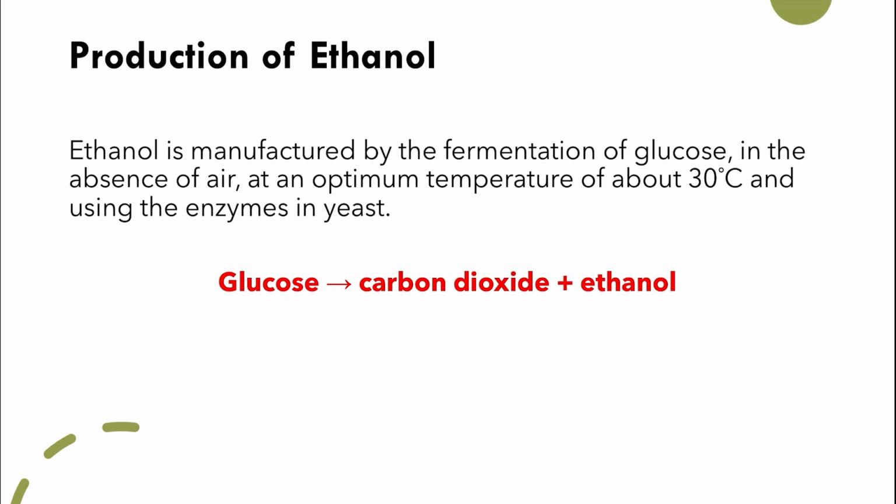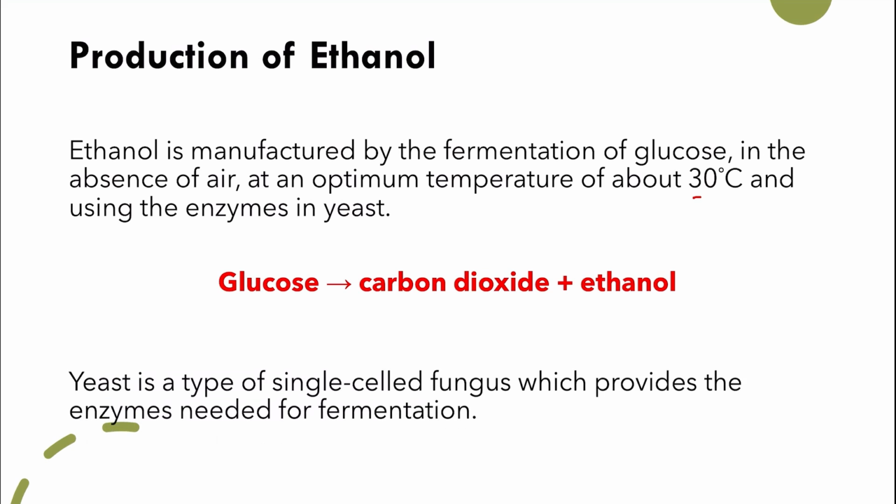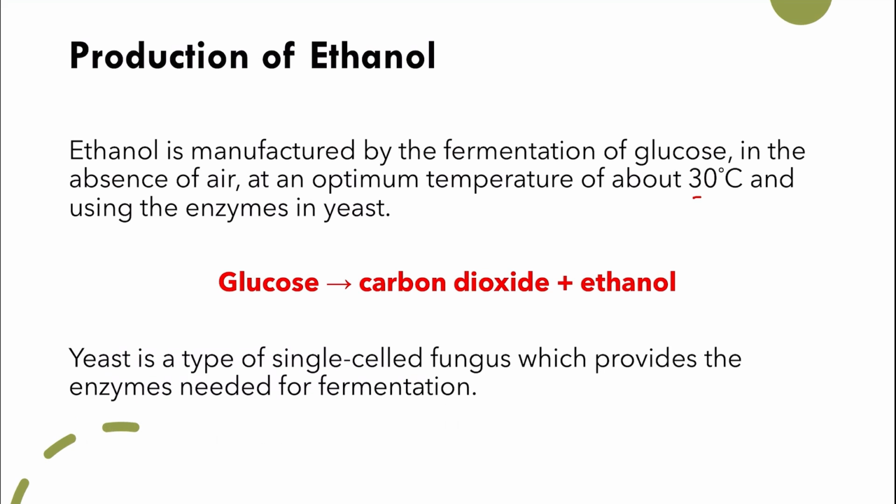There is an advantage for this method over the other one, because glucose or sugars are considered a renewable source for the production of ethanol. Here ethanol is manufactured by the fermentation of glucose in the absence of air at an optimum temperature of 30 degrees using an enzyme in yeast, where yeast is a type of single-celled fungus which provides the enzyme needed for the fermentation. So this is an enzymatic catalytic reaction.